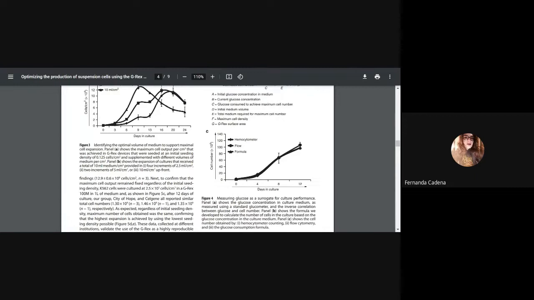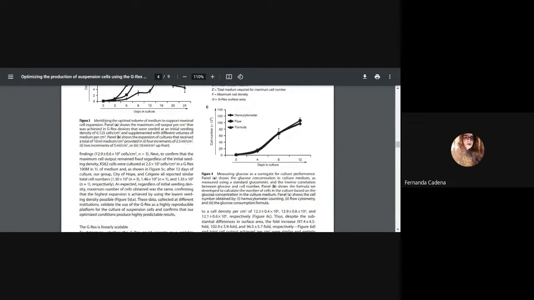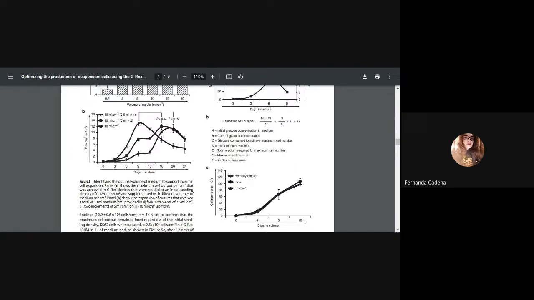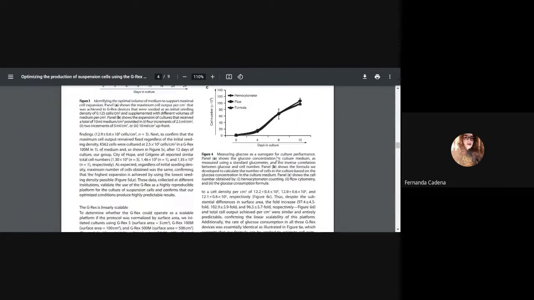And at the end, they tried this formula to see if it's actually functional, and they used a hemocytometer counting, a flow cytometer, and the glucose consumption formula. And using these 3 different approaches, they found the same cell number concentration. So actually, they discovered that the cell number can be calculated accurately by simply measuring glucose in cell culture supernatant, and that this formula that they use is actually correct.